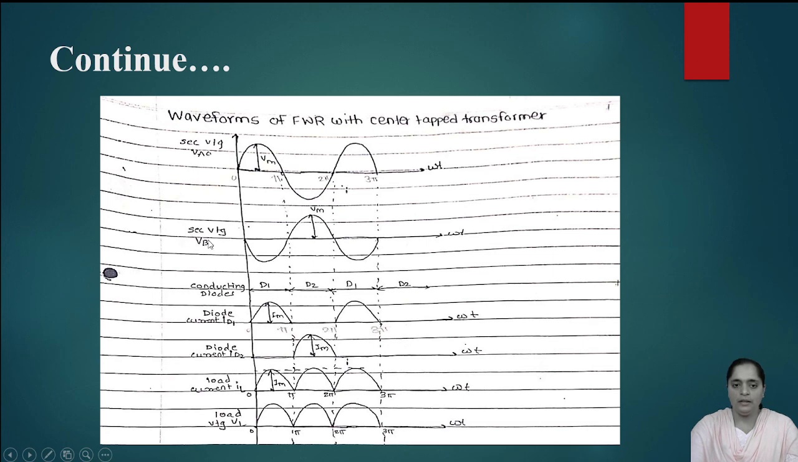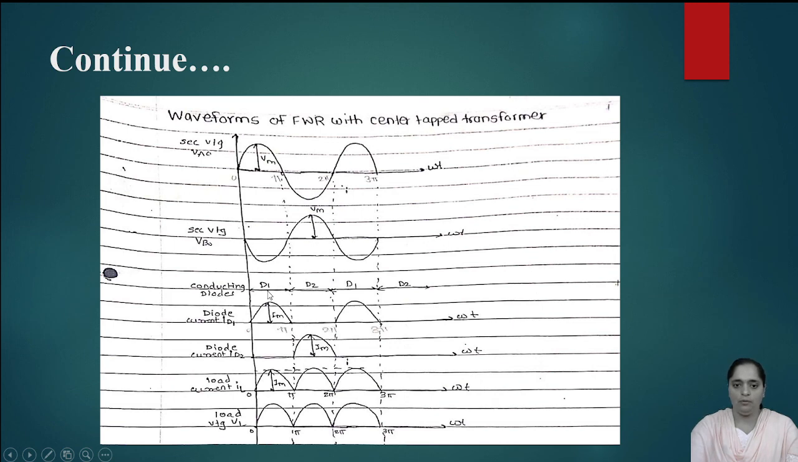Here a key point is that the voltage induced at the secondary is equal and opposite, which means there is a 180-degree phase shift between them. So in the positive half cycle we are getting the secondary voltage VA0 in this manner, and in the same way the secondary voltage VB0, which is equal but opposite to VA0. Then the next point is conducting diodes.